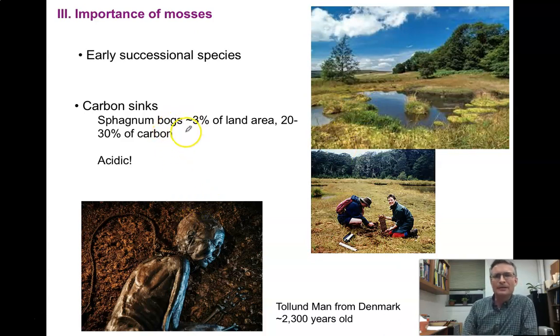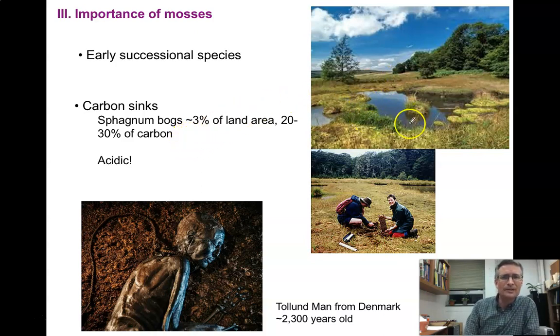Right? But sphagnum bogs have a really important ecological role as well, and they are carbon sinks. So sphagnum bogs cover about 3% of the land area of Earth, but they contain 10 times that amount of carbon, like 20 to 30% of the carbon on the planet. So they're very important at trapping carbon from the atmosphere, and here's how they can do it.